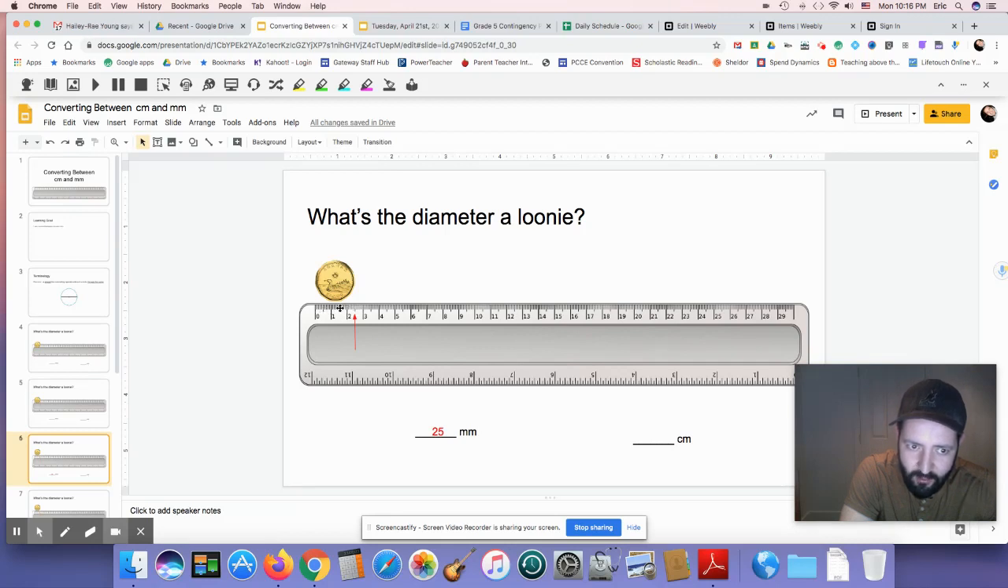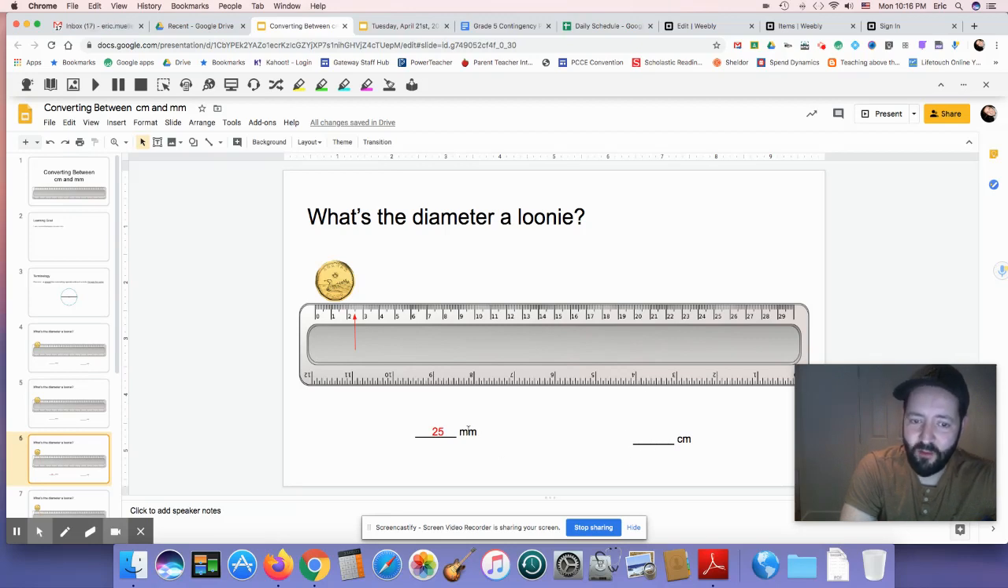So that's 10, 20, 25 little ticks, or in other words, 25 millimeters. One thing that may be important for you to know is that there are 10 millimeters in a centimeter. So that's just an easy way we can skip count by tens if we want to count the millimeters there. All right, but you'll also notice on the bottom right hand side of my page here, I'm asking you to give me that measurement in centimeters as well.